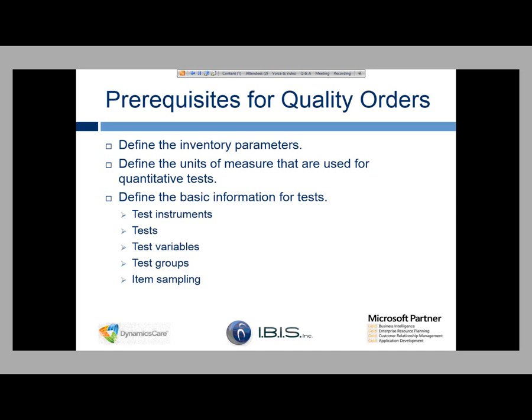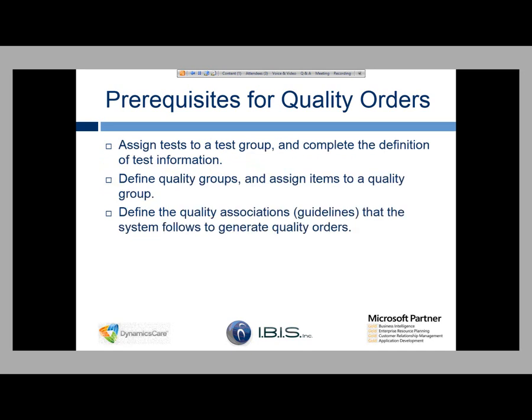You'll also need to assign tests to a test group, and define quality groups, which is an optional step. But if you have multiple item numbers that require the exact same types of tests, you can assign them to a group and then create quality tests that refer to that group instead of having to create an individual reference for every item. You can simply do it for one quality group.